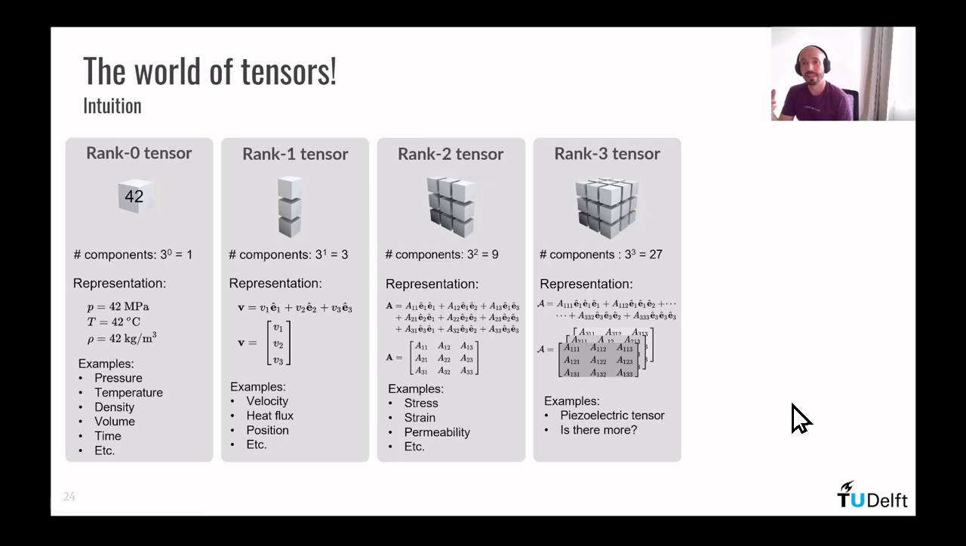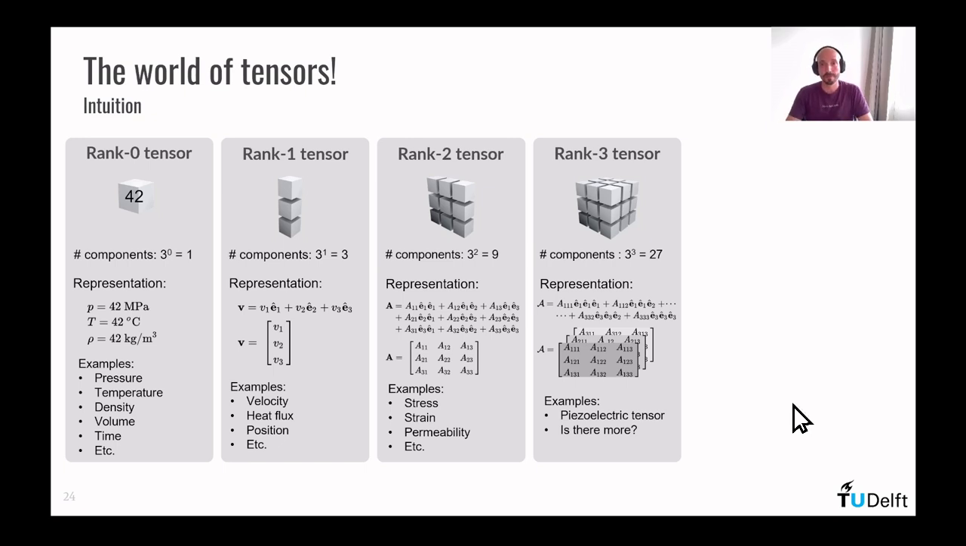To be honest, I didn't know any physical quantity that could be represented by a rank 3 tensor. I googled it and I found that the piezoelectric tensor is a rank 3 tensor, and I can't find any other example of a physical quantity that can be represented. Actually, I've never seen a rank 3 tensor when I was working.